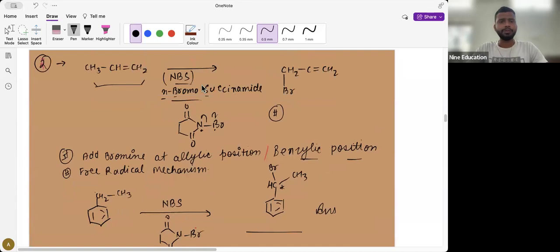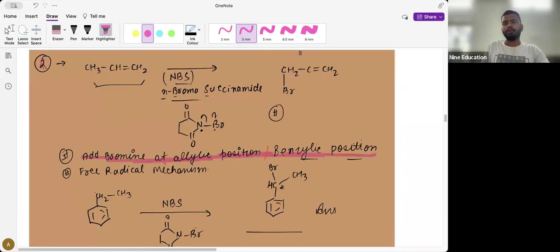So if someone uses NBS as the reagent with an alkene, you should always add bromine at the allylic or benzylic position. Always add bromine at the allylic or benzylic position.